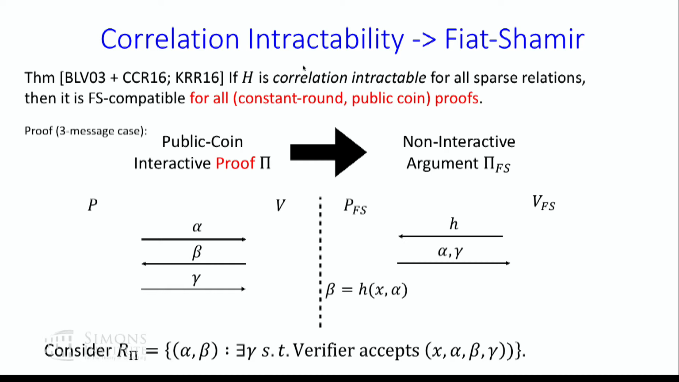But the sparsity of the relation follows directly from the soundness of the three-message protocol. Soundness says that, no matter what alpha you pick, and this is statistical soundness, which is important, for a random beta there will not exist a gamma. That's what the left-hand side soundness says, because it's soundness against unbounded provers. So that exactly translates to this relation being sparse, and so correlation intractability will give soundness of the Fiat-Shamir protocol. Anything when trying to apply it to arguments?